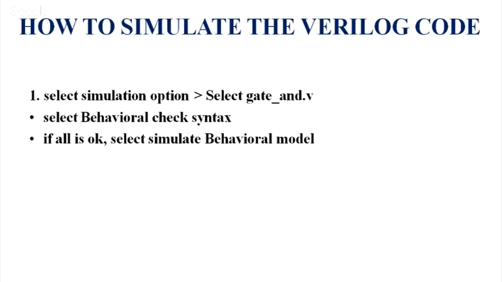Now, after writing the .v file and UCF file, what do we do next? First of all, there are two things we do: simulation, and then implementation. So how do we simulate our Verilog code on Xilinx? To select the simulation option, select your .v file, and then select Behavioral Check Syntax. If all is okay, select Simulate Behavioral Model.